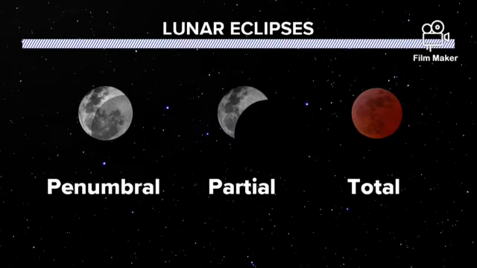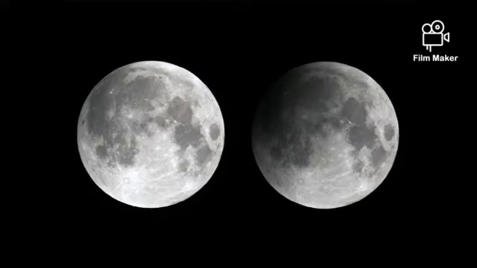Types of lunar eclipses and how they are formed. There are 3 types of lunar eclipses: penumbral, partial, and total. A penumbral lunar eclipse occurs when the moon is completely immersed in the Earth's penumbral cone without touching the umbra.